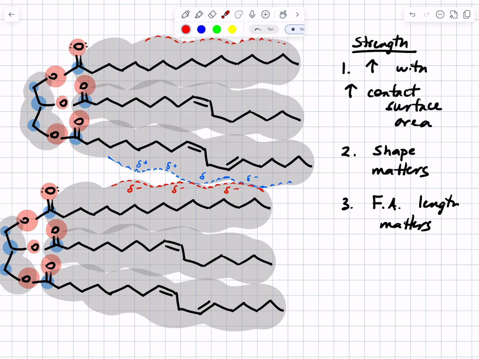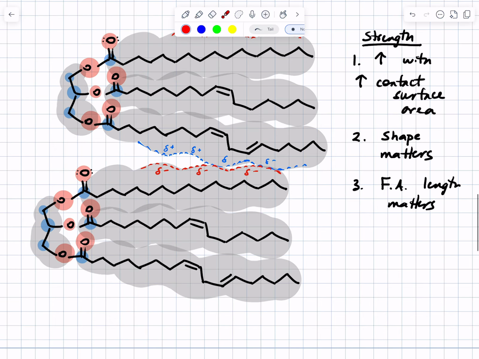All right, so what we're going to do now is just show you some things, some data on fatty acids and triglycerides, and give you a sense for how the composition of the fatty acid influences the triglyceride.